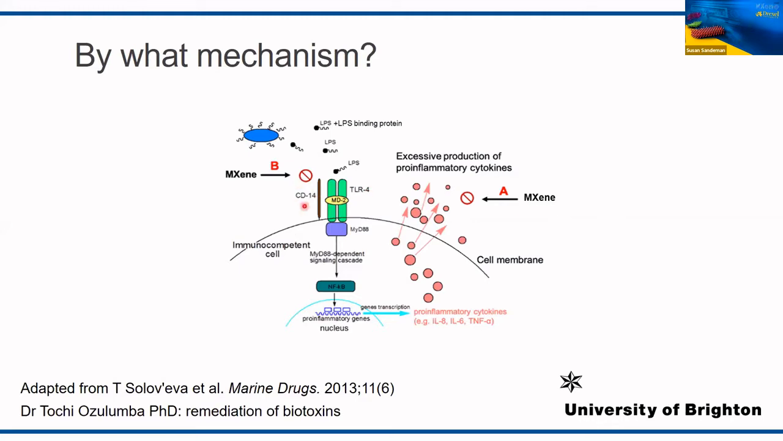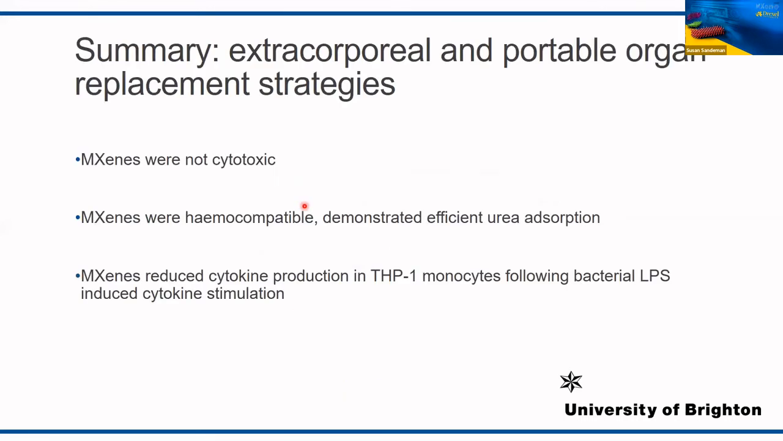These are the tentative mechanisms that we're proposing and looking into. So in summary of the use of MXenes for extracorporeal and portable organ replacement strategies, we've seen that MXenes were not cytotoxic, they were hemocompatible in the experimental conditions and protocols that we were using, and that in a portable system, there's potential for use, particularly in this case for urea adsorption, but also in other portable organ replacement systems, there's room for different types of adsorbent to fit within a system.